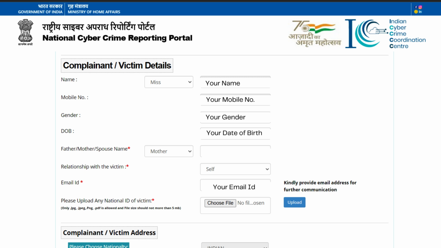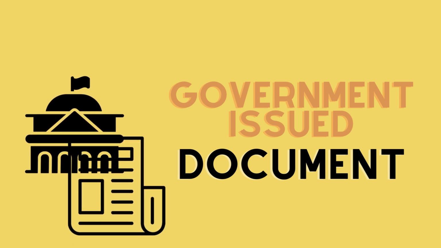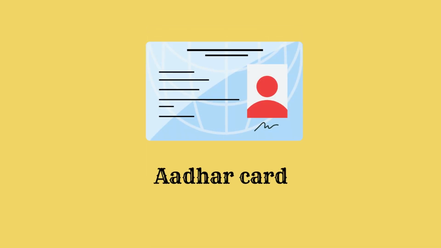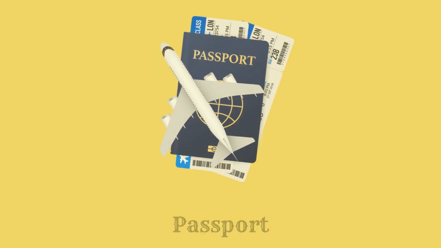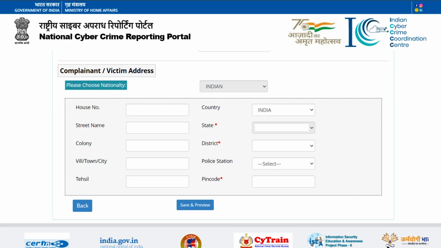Upload a national ID of the victim. A national ID is a government issued document that uniquely identifies a person and confirms a person's identity, often used for legal purposes and accessing government services. It could be an Aadhaar card, a ration card, a passport, or any other official identification document. And in the last section, enter the victim's complete address carefully. Finally, click on the Save and Preview button. Click on Back if you want to go to the previous pages.